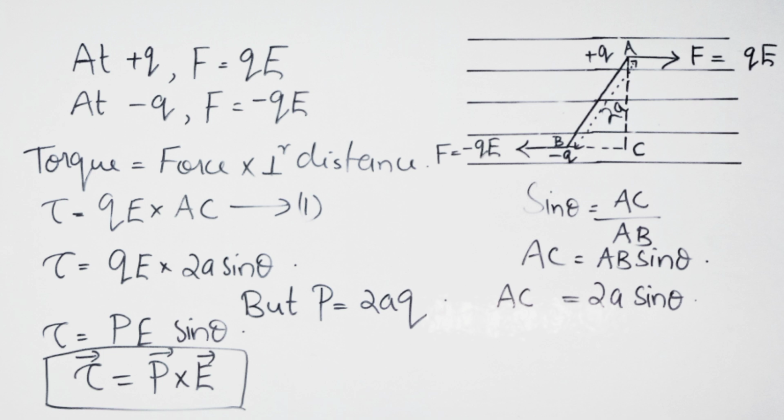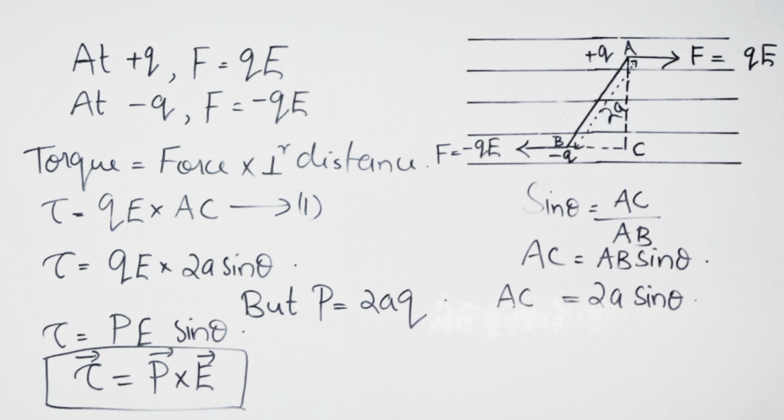For finding the torque, what can we do? Torque is equal to force into perpendicular distance, that is QE into AC, where AC is the perpendicular distance. We get AC by taking the triangle, sin theta equal to AC by AB. So AC will be equal to AB sin theta. Then when we substitute, torque will be equal to QE into 2A sin theta. Here 2AQ is equal to P, so we can write it as PE sin theta, or in vector form tau is equal to P cross E.